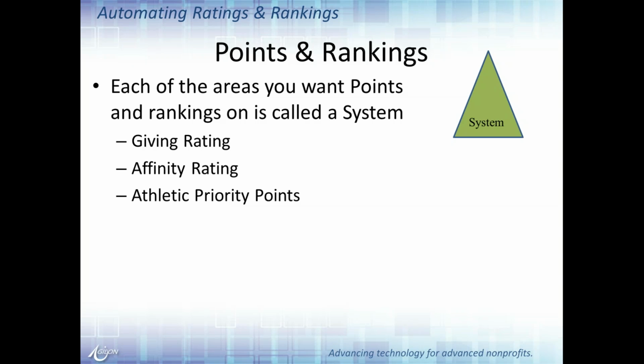The very top level, which is called the system, is that highest grouping. So if we're creating a score for giving, or a different score for affinity, or a different score for athletic priority points, each of those would be considered a system. And we're going to eventually get a roll-up score that tells us what's happening with that system.